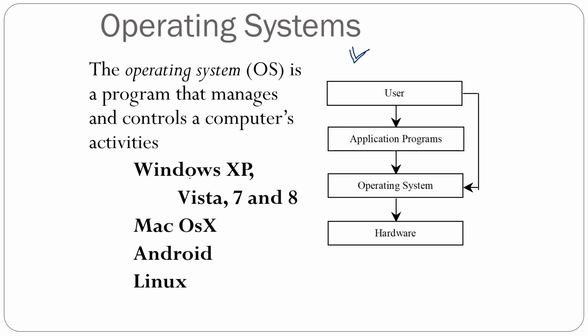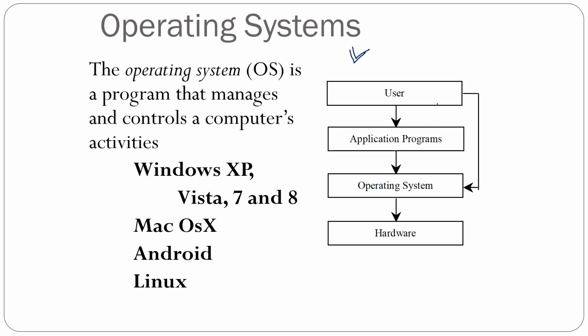Okay, good. So we have different examples of operating systems. Windows had Windows XP, then Vista, then Windows 7, Windows 8. Now we have Windows 10. So these are different versions of the Windows operating system. You have Mac OS for Apple machines. Then you have Android, which is for our mobile devices. Then you have the Linux operating system. We also had the Unix system. So these are all examples of operating systems.